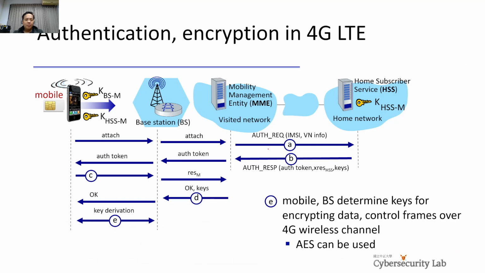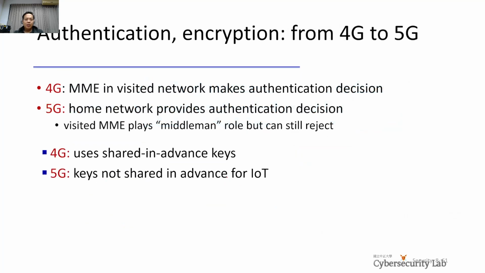So here is one key point. This is the SIM card, and the SIM card is very important. The SIM card stores the pre-shared key, which can be used to log into the network. There are some differences between 4G and 5G. In 4G, the MME helps make the authentication decision, but in 5G the home network provides the authentication decision. And in 4G, we have a SIM card that stores a key shared in advance, but in 5G the key is not shared in advance. We only have a temporary key.